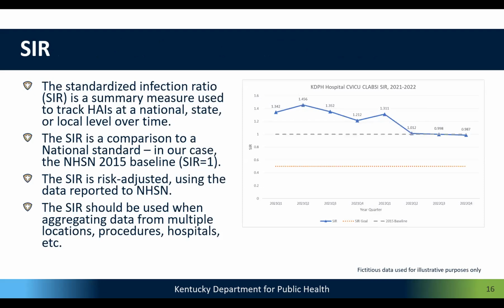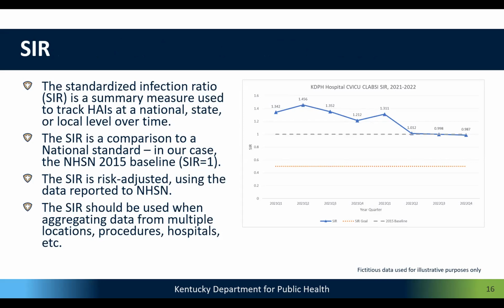Understanding and utilizing the SIR is vital for tracking HAIs at various levels, such as the national, state, and local level over time. The SIR is a powerful tool that can be used to measure, monitor, and compare HAIs across different healthcare settings. It condenses complex infection data into a single, easy to use and understand metric.